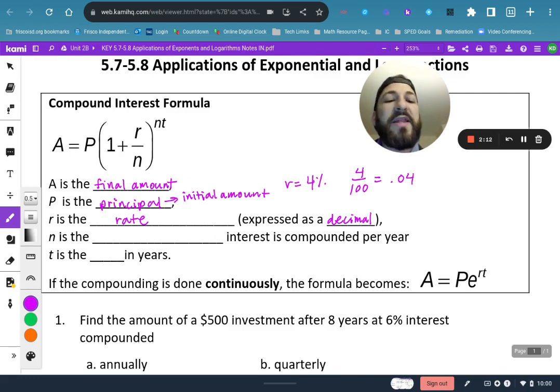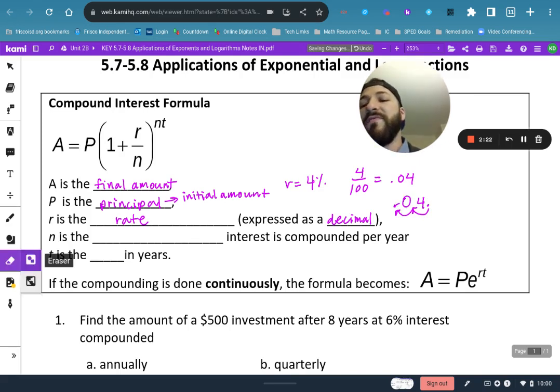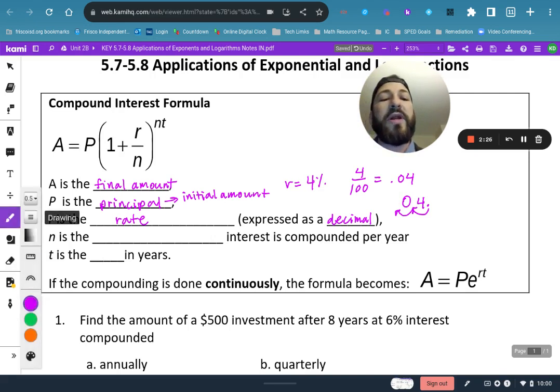We can also find that value of r by taking the 4 and moving the decimal place over to the left twice and adding in that 0. So we have two different ways we can convert that r, but the big thing to remember is that we do always want to convert it by dividing by 100. 4% is not 0.4. 0.4 would be 40%, which is obviously a much different rate.